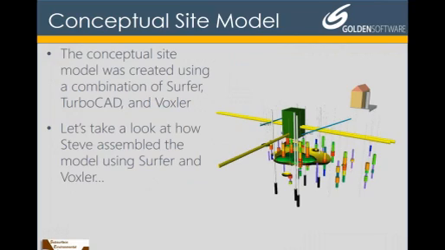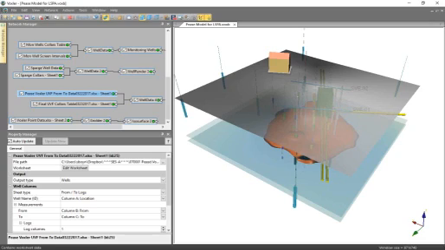I'll get into the details of how Steve created all the specific components of the model. But before I do so, I'd like to first show everyone a complete model overview so you can see what his final model looked like inside of Voxler. So I'm going to go ahead and open up Voxler and open up the VOXB project file that Steve used himself to create the deliverables for the clients.